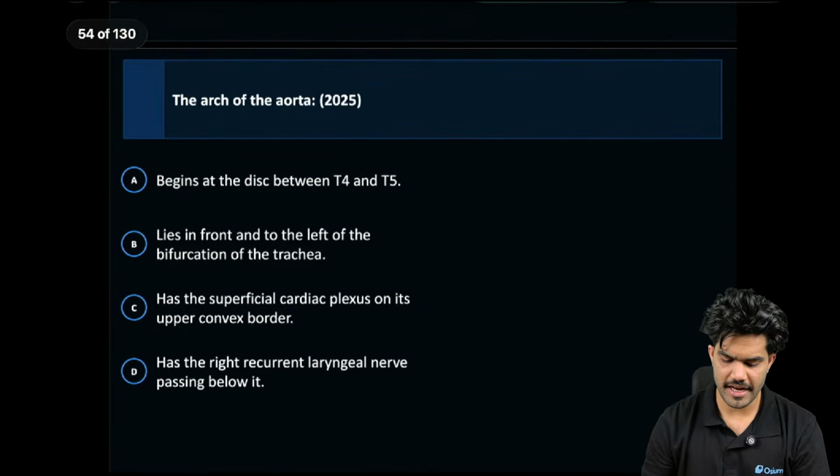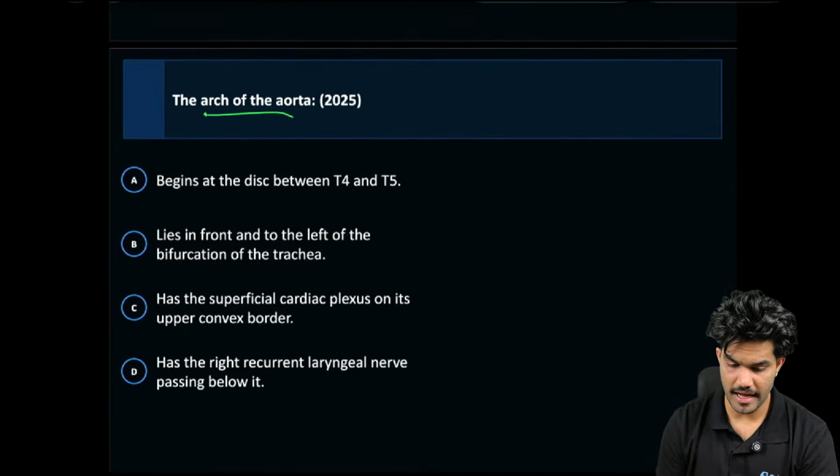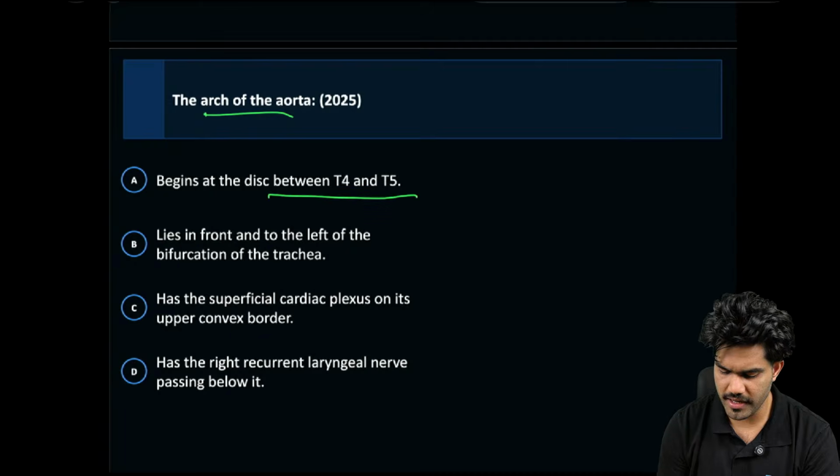Next question. Let's talk about arch of aorta. Very important. Arch of aorta. It begins at the disc between T4 and T5.